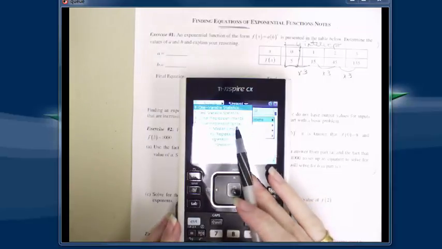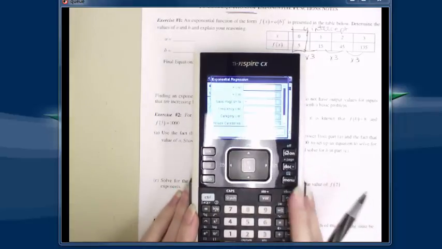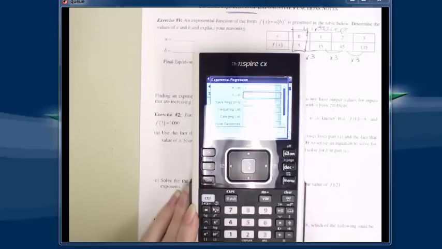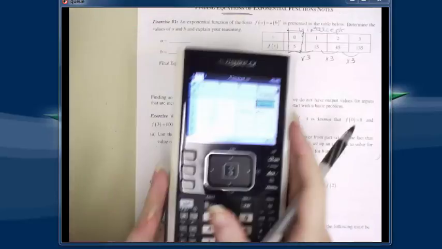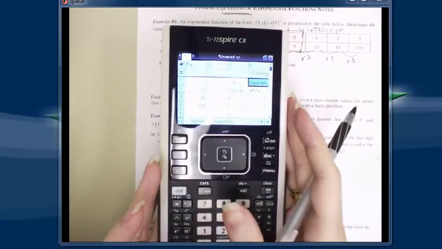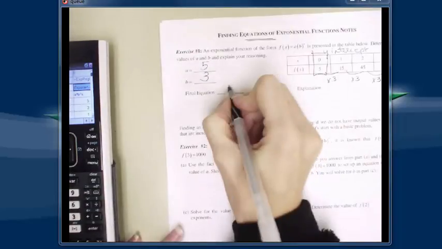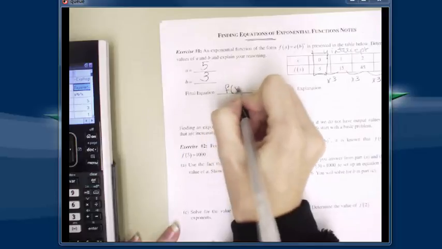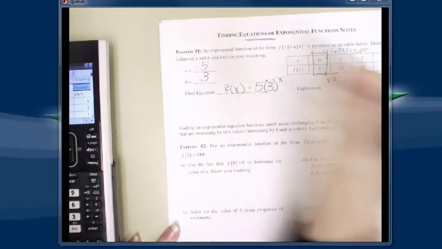We're going to come down all the way to letter A. And letter A is exponential. Just like before, change them out so they say X and Y. Hit enter, and there we go. It tells me that my A value is 5 and my B value is 3. So my final equation would say f of x equals 5 times 3 to the x.